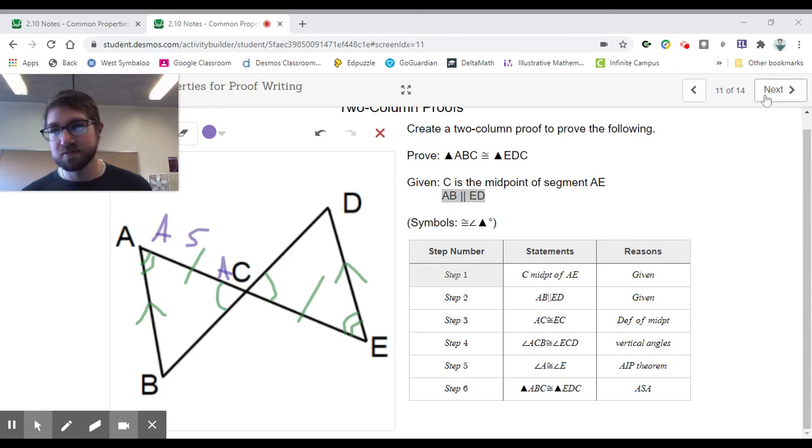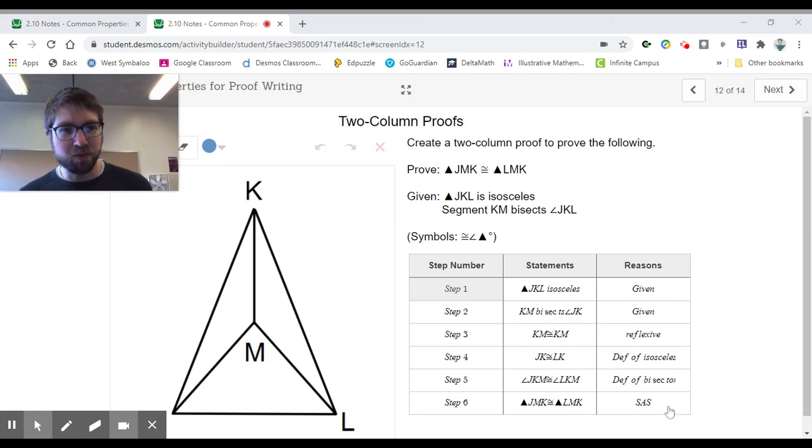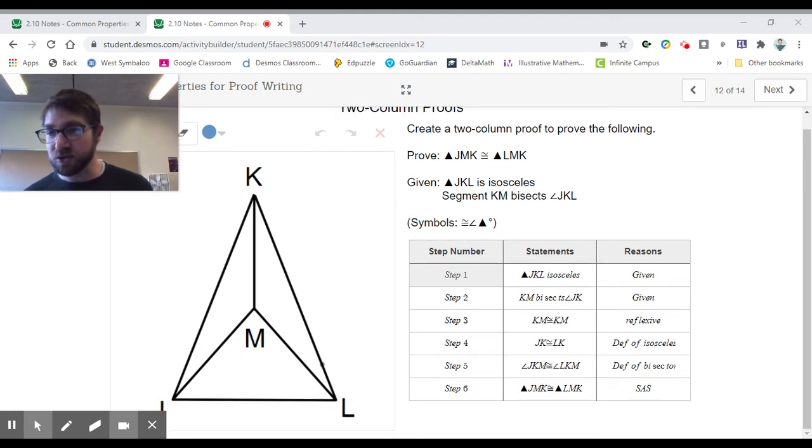Okay, let's try this one more time, again with a slow reveal. Given that this big triangle as a whole is isosceles, triangle JKL, and knowing that segment KM bisects angle JKL, we want to prove that JMK is congruent to LMK. So these two little triangles up above. Again, start by listing the given information. Seems like the best thing to do.